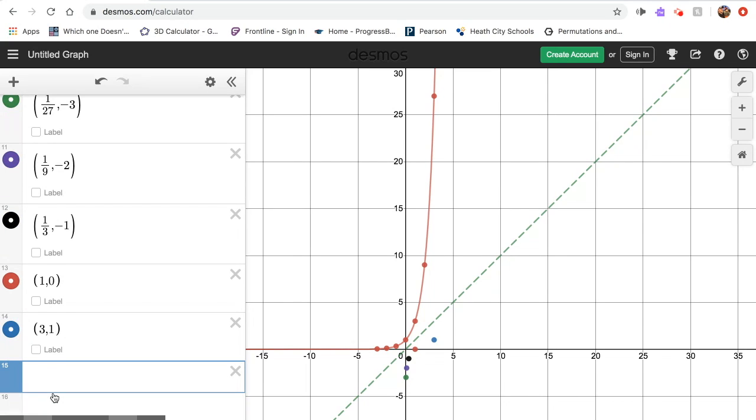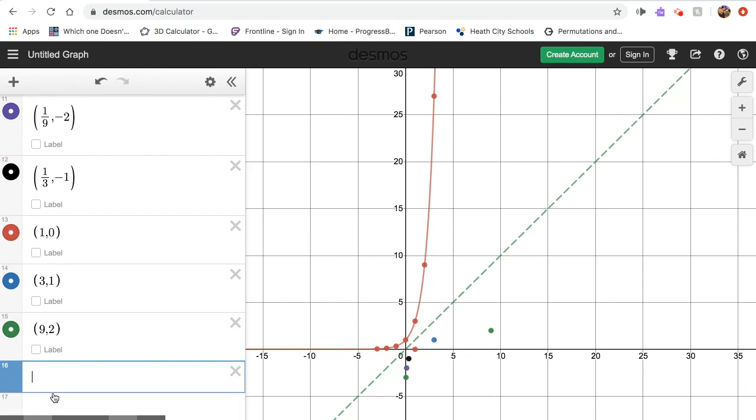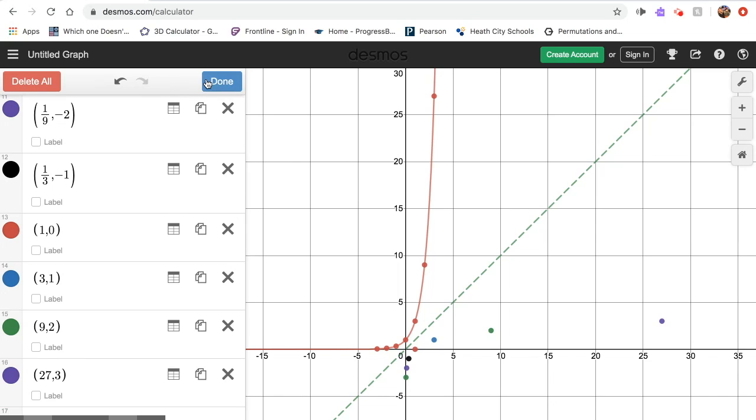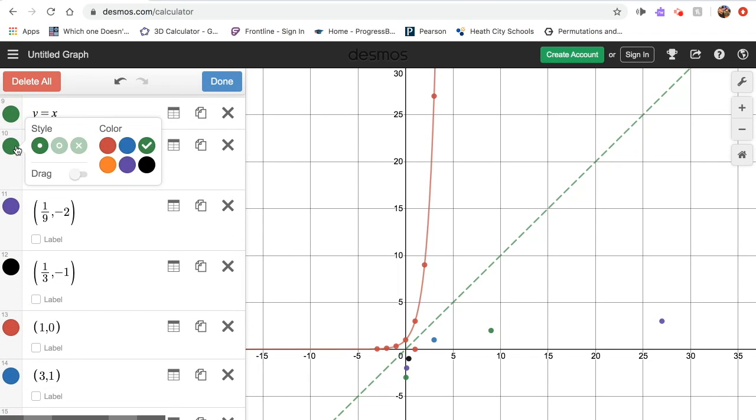The next point that I had there of 2, 9 should become 9, 2. I'm just switching the x and y coordinate of all those points. And then finally, the last one I had there of 3, 27 should become 27, 3. And you can see that I have plotted all of those points. Again, I'm going to go ahead and change the color on all of those just to keep it consistent. I'll go ahead and make all of those blue.